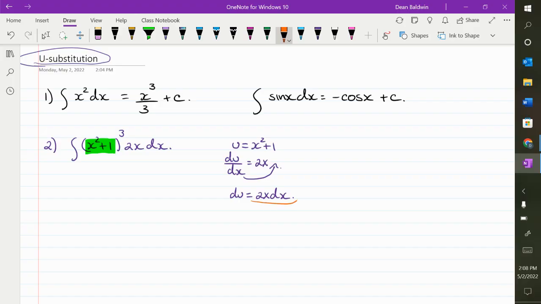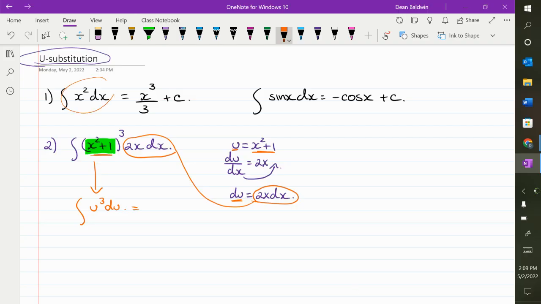Hopefully you can see this bit is right there. We already said that u was equal to x squared plus 1 in here. So this integral now becomes the integral, not of x squared plus 1, but u to the power of 3, and the 2x dx becomes du. So now we are integrating u to the power of 3 du.